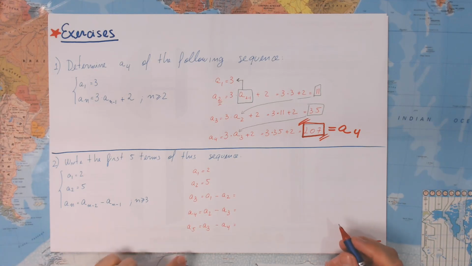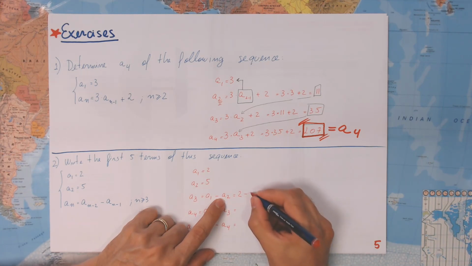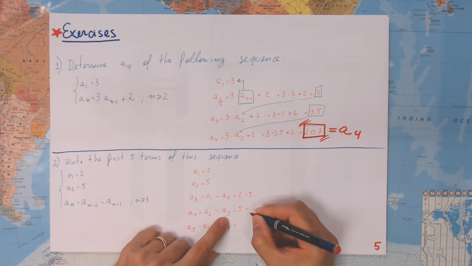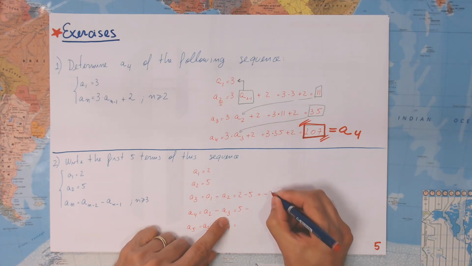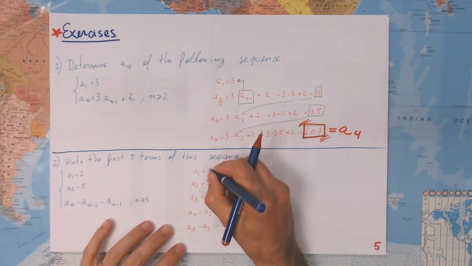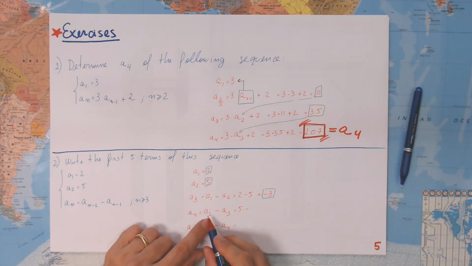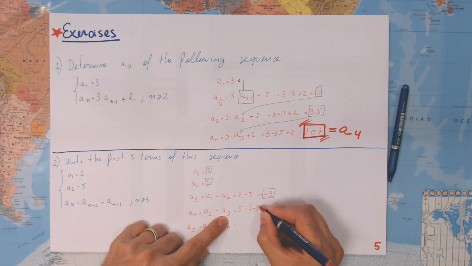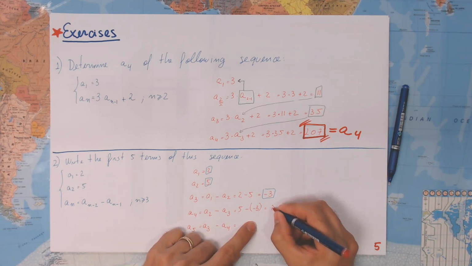And now let's just do the math. What is a1? 2. A2 is 5. A2, it is 5, minus a3. Let's calculate: 2 minus 5 is minus 3. So this is the first, the second, the third. A2 is 5 and a3 is minus 3. Just in case you don't remember, minus with minus is a plus, so this is 8.